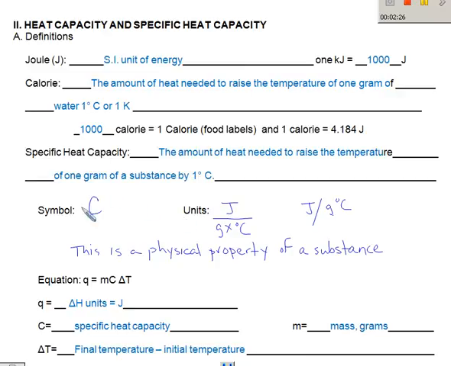Now we're going to end up using specific heat capacity in the equation that is shown right here, where Q equals mc delta T. Q are the units for delta H, and it's going to be measured in joules. C is your specific heat capacity, as shown right here. Delta T is your final temperature minus your initial temperature. So you'll frequently see that written as TF minus TI, where the F stands for final and the I stands for initial. And then mass is going to be measured in grams.